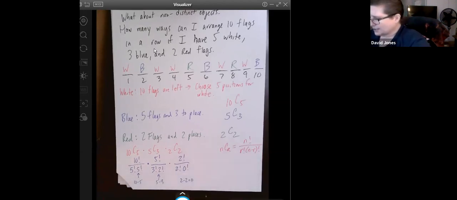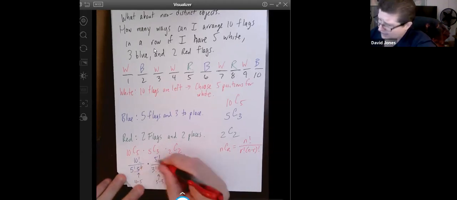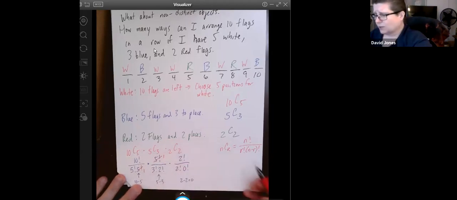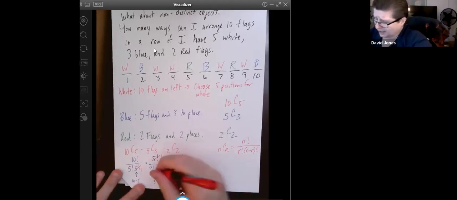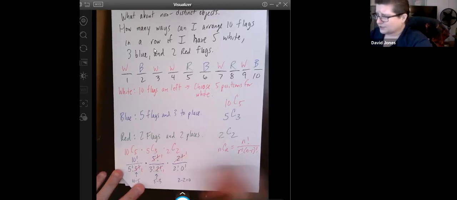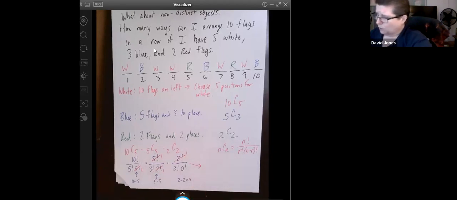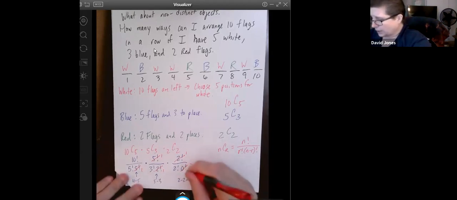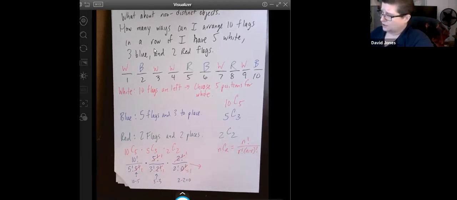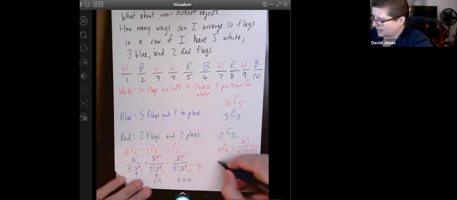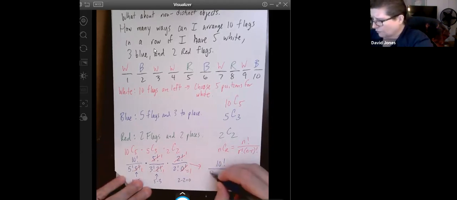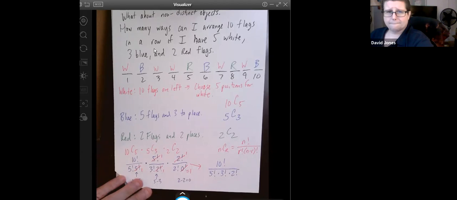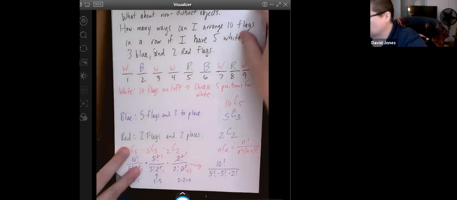Now let's look at what cancels out here. I've got a 5 factorial here and a 5 factorial there. I can cancel those out, leaving behind a 1. And I've got a 2 factorial here and a 2 factorial here. I can cancel those out, and 0 factorial equals 1. So what I'm left with is 10 factorial over 5 factorial times 3 factorial times 2 factorial. Now I can work that out, but I want to point out something.